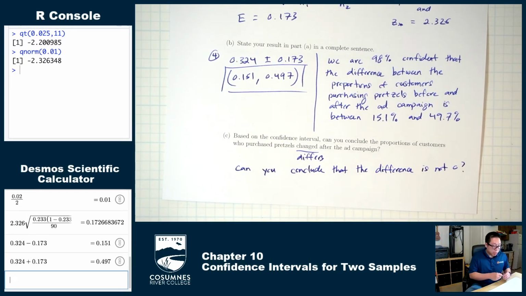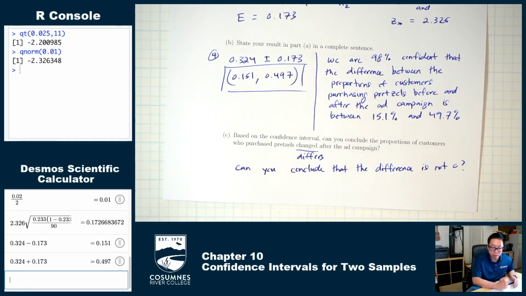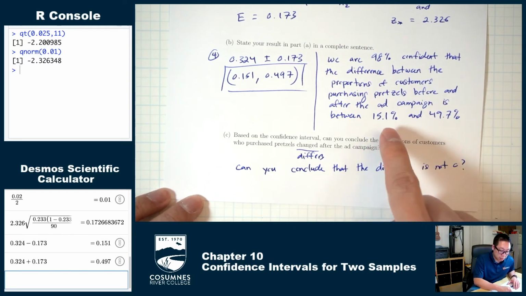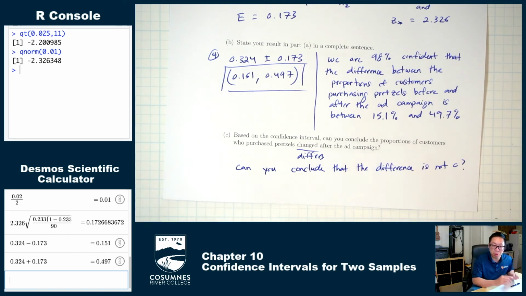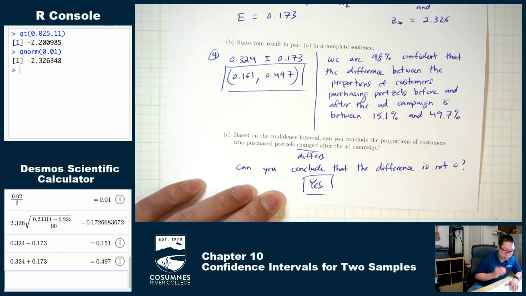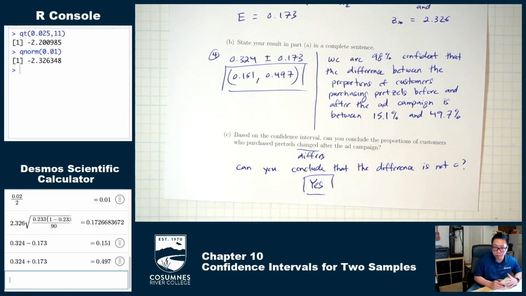So based on our confidence interval, can we say that the difference for sure is not zero? We know the difference is somewhere between 15.1% and 49.7%. Can you say for sure that the difference is not zero? Yes, right? None of those numbers in between are zero, so we know for sure it has to be not zero. So this is a yes, because none of the numbers between 15.1% and 49.7% are zero.